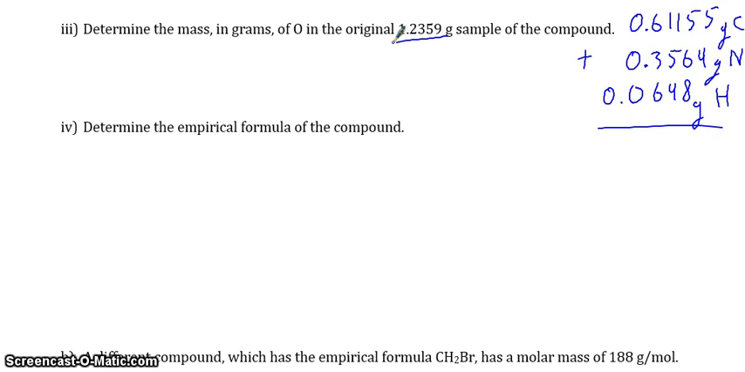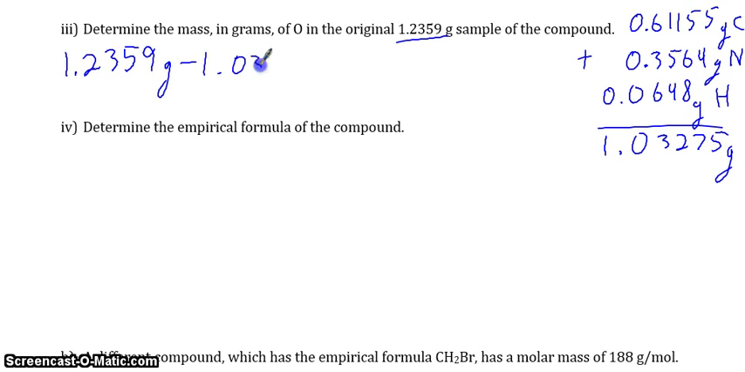In this case, we have 1.03275 grams. Notice I'm not worrying about significant figures for the time being, because at the very end I'm going to take care of significant figures. So this is the total mass before the oxygen, which means oxygen is this number minus this number. So we'll do 1.2359 grams minus 1.03275.